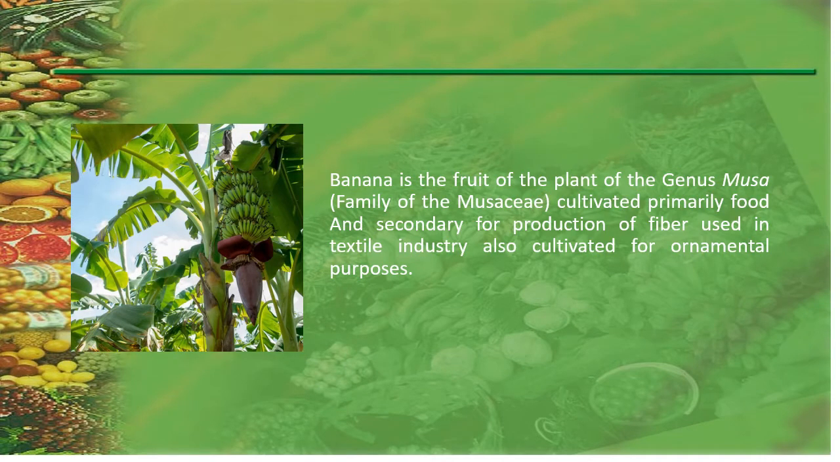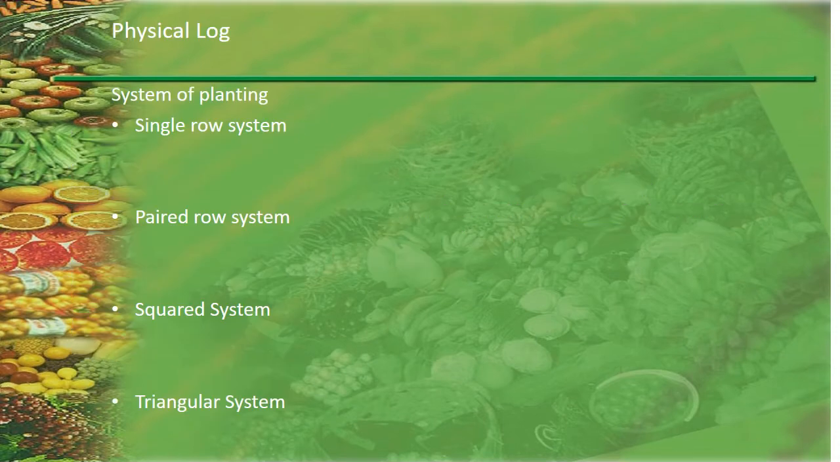Banana is the fruit of the plant of the genus Musa, family Musaceae, cultivated primarily for food, secondarily for production of fiber used in the textile industry, and also cultivated for ornamental purposes.